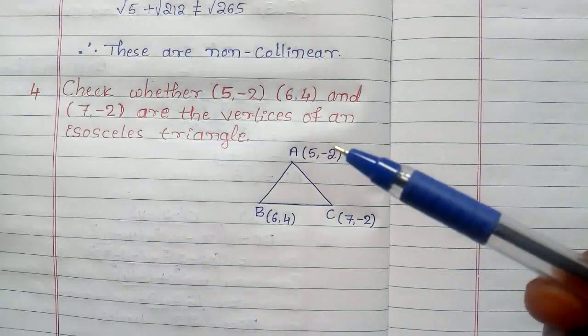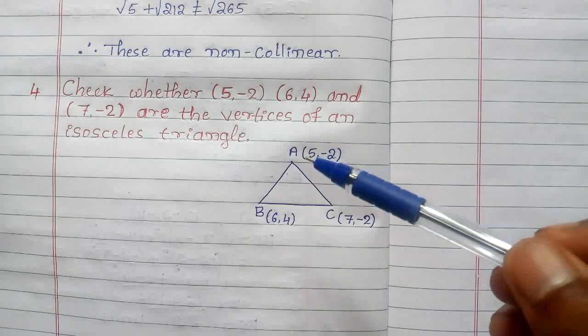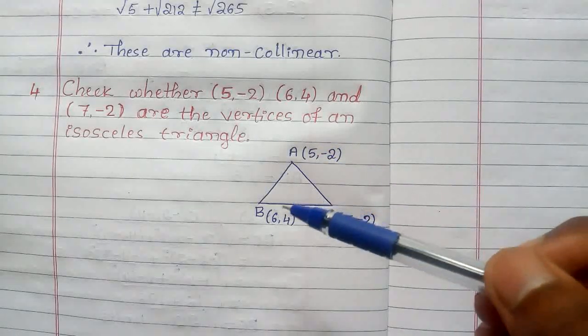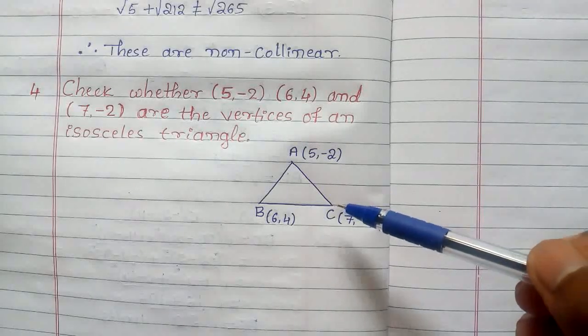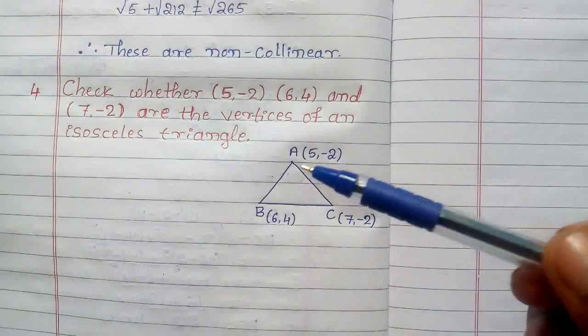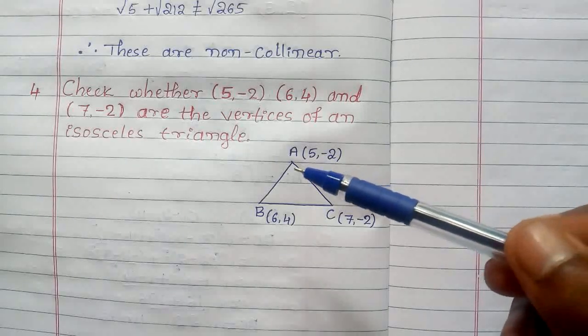Then we have to find the distance of AB, then the distance of BC, then the distance of CA, and then we have to compare each distance.